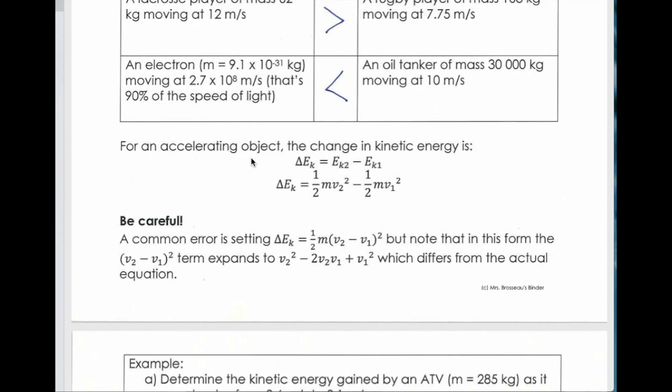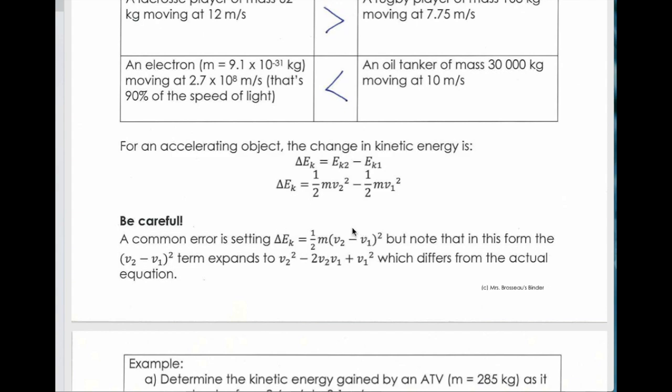For an accelerating object, it is the change in kinetic energy. So we would have the ending kinetic energy minus the starting kinetic energy, and we can expand it out to this. One thing that I'll break down in our practice problems is that we can simplify this equation into 1/2 m times the difference between V2 squared minus V1 squared.